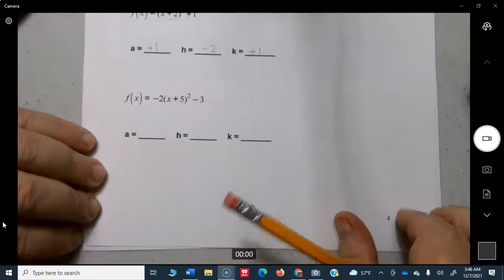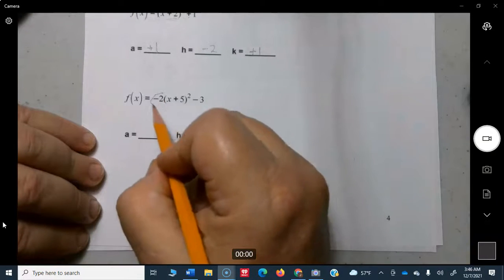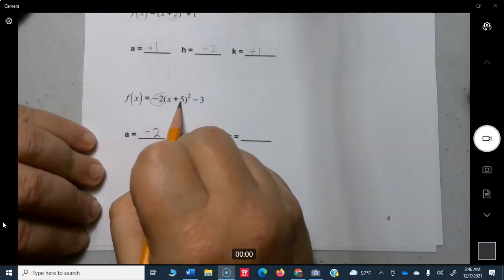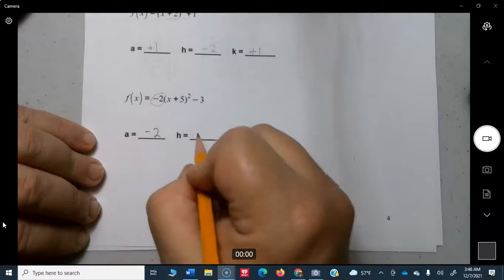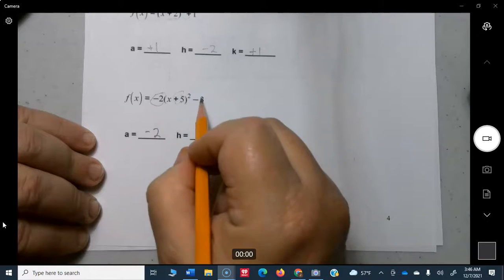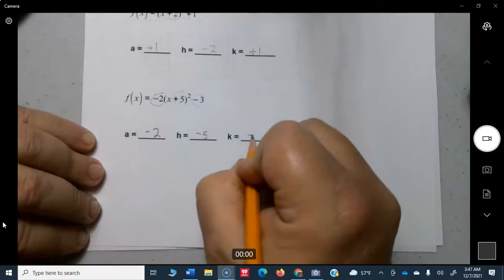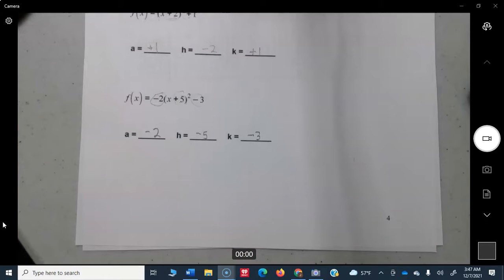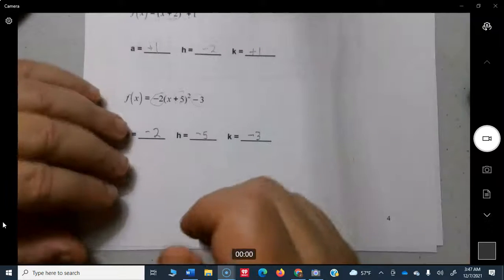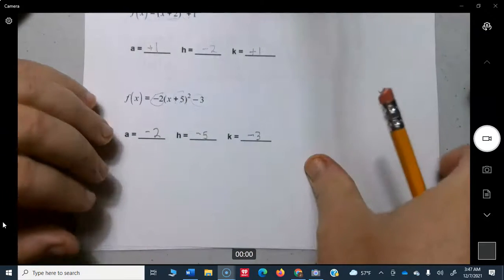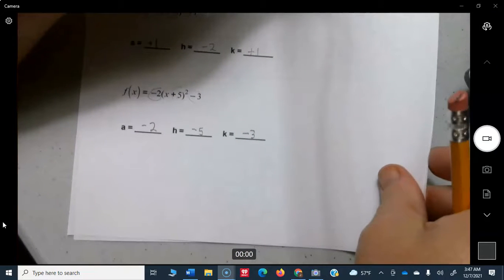Now let's do this one. The A is right there. It's -2. This is minus -5, so that means the H is actually a -5. It's the opposite of whatever you see right there. And the K is going to be the same, so that's -3. Pretty easy. We don't have to do the pattern of change again, what we did up there, because they're also squared functions, so that doesn't change.